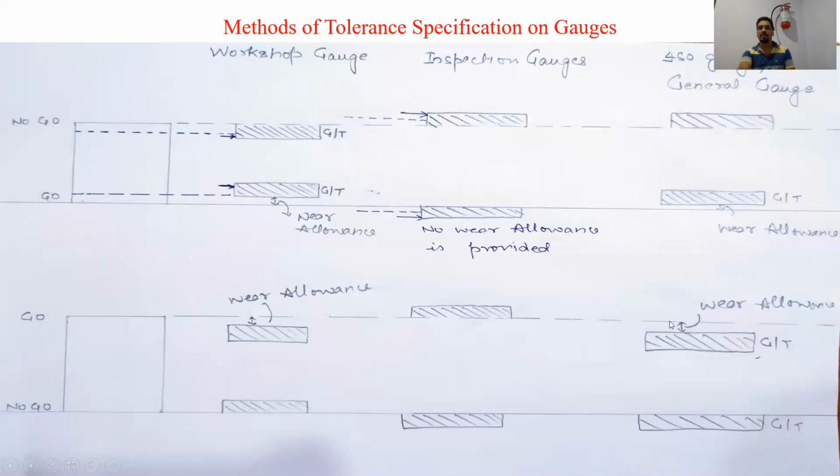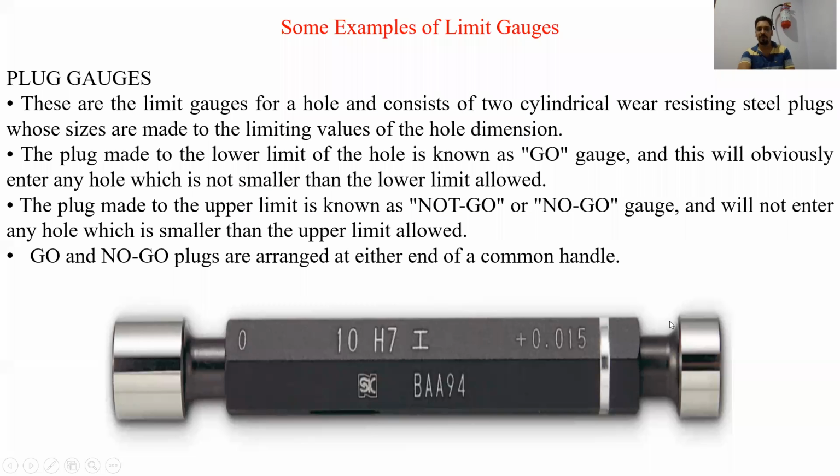So we have three types of gauges for checking hole and shaft. First one is the plug gauge. This is the plug gauge. This is the go part and this is the no go part. This is to be inserted in the hole. It is to be checked, and this will not insert in the hole. So this is designed at the upper limit and this is designed at the lower limit of the hole.